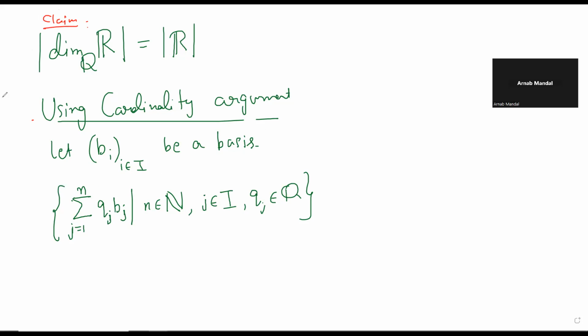I should also write that this is the dimension, by definition. This is the dimension, the cardinality of I. So this is equal to R because it's a basis. What is the cardinality of the LHS?